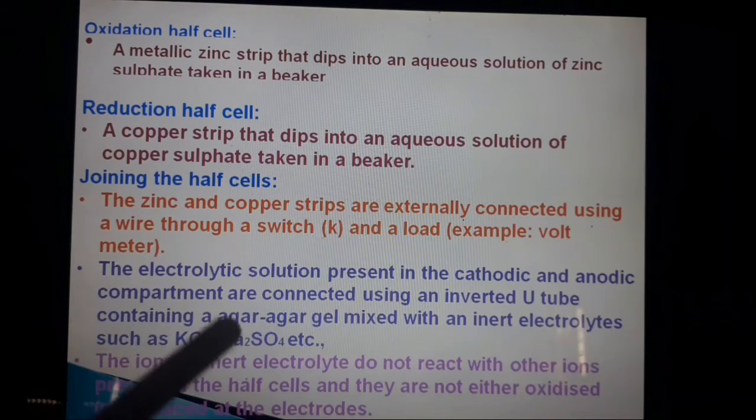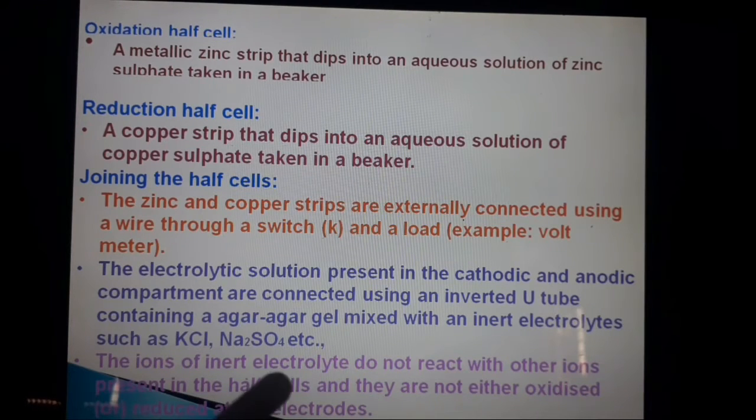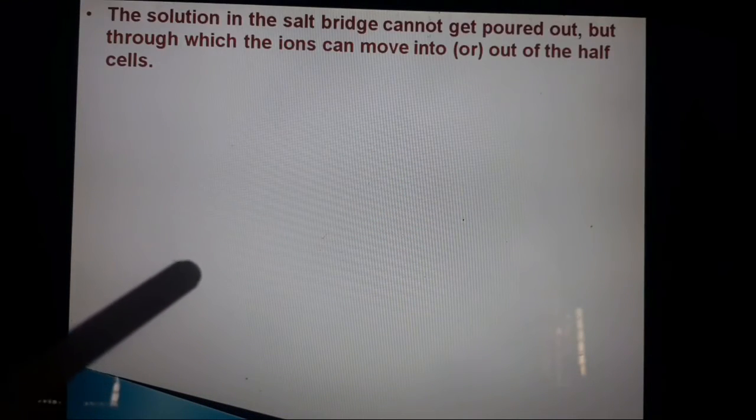The ions of the inert electrolyte do not react with other ions present in the half cells. They are neither oxidized nor reduced at the electrodes. This is the inert electrolyte, for example KCl and potassium sulfate, because they are neither oxidized nor reduced at these electrodes. This is common to the two beakers. They are joined with a salt bridge.